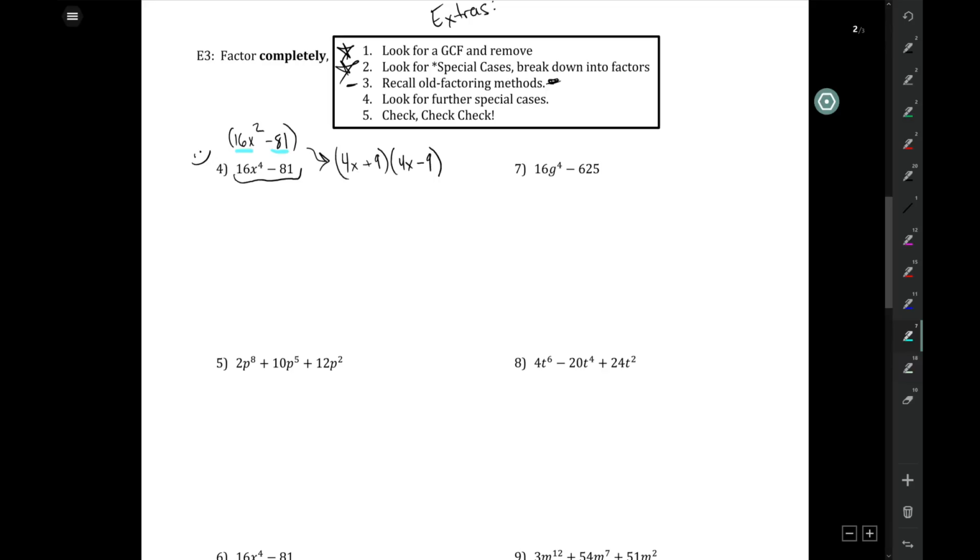Well, really, we have the same thing going on here. x to the fourth is a perfect square. So now what we would break it up into is 4x squared plus 9 and 4x squared minus 9. All right, very similar, only it's x squared. Cool thing from here, factoring completely. Now, 4x squared plus 9 does not break down. It doesn't factor.